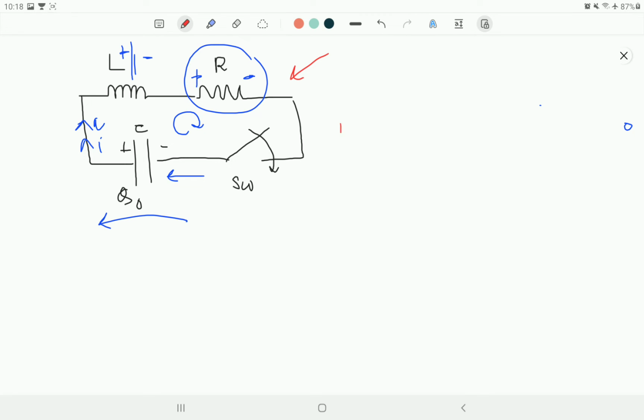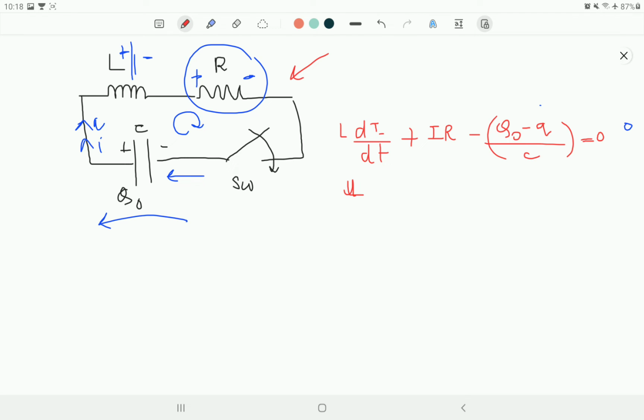We'll be writing it as L di/dt plus IR plus... Now here you can see we are entering from the minus side of the capacitor. On the minus side of the capacitor, we can write it as minus Q naught minus Q by C. Now we'll be writing it as 0.